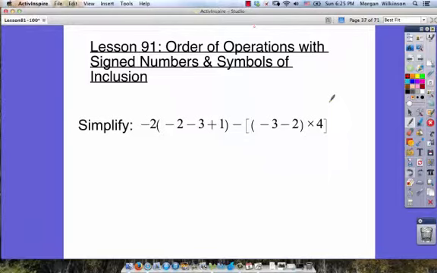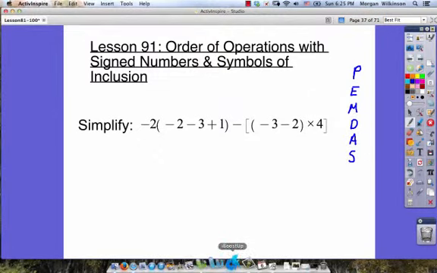Now, we know when we're working through any problem that has multiple operations like addition, subtraction, multiplication, division, parentheses, and exponents, we always use PEMDAS. P-E-M-D-A-S just guides us through what order of operations we do first. So we do parentheses, then exponents, then multiply and divide, then add and subtract. So let's go ahead and go through this.